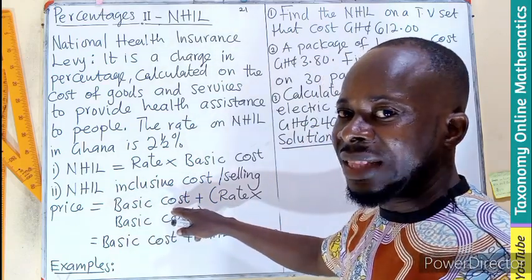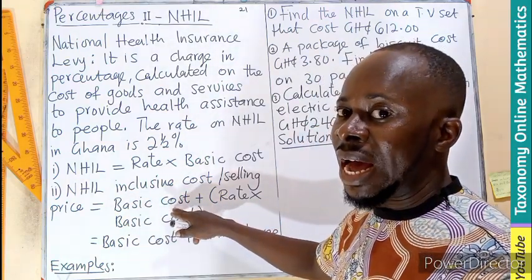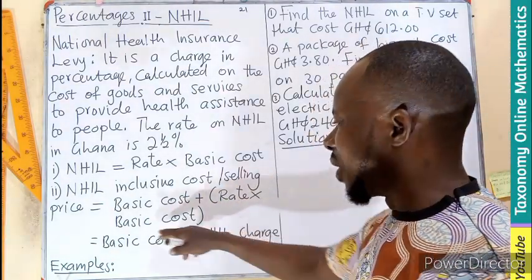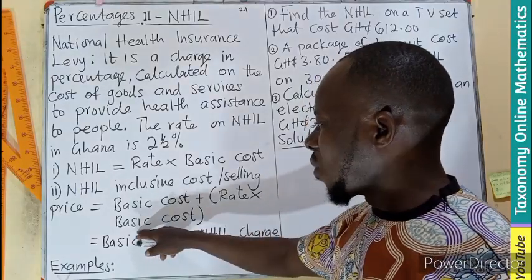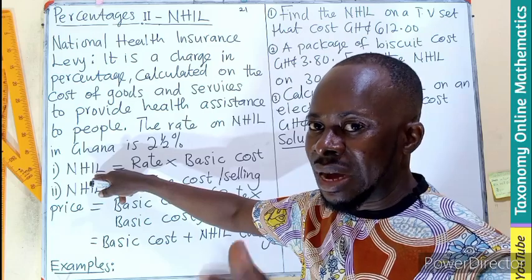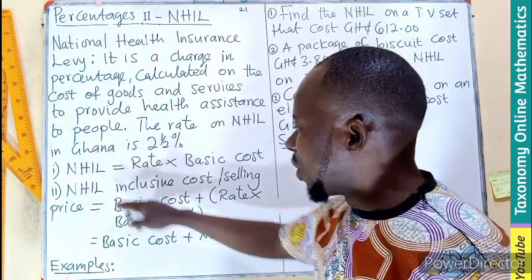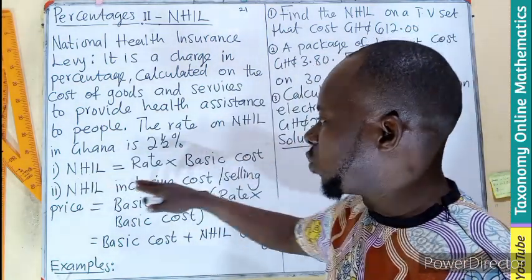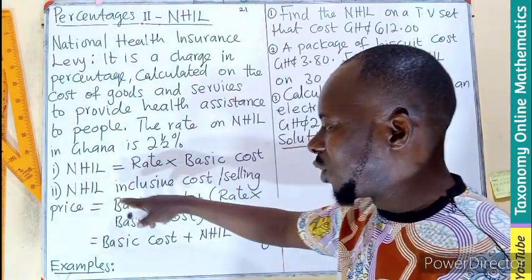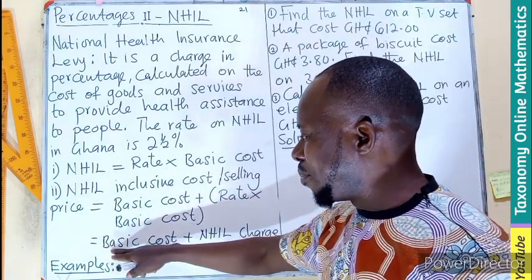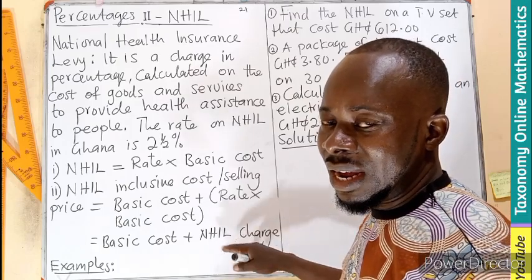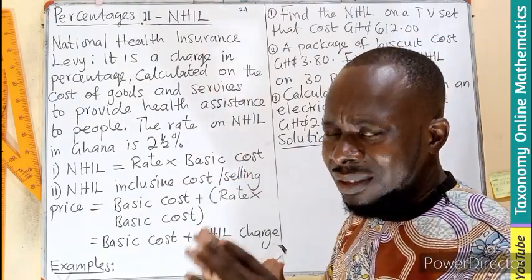What is the basic cost, the intended cost, the actual cost or price of the article, right? Plus the rate times the cost. What does the rate times the basic cost mean? It means the National Health Insurance Levy charge in terms of money, not percentage. This value will be added onto the basic cost to give us the inclusive cost. So basically, we can say that the National Health Insurance Levy inclusive cost is the basic cost plus the charge, which is in percentage for the goods. I guess the concept is clear.